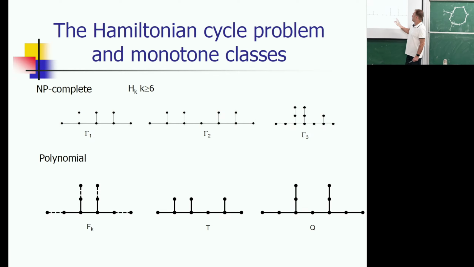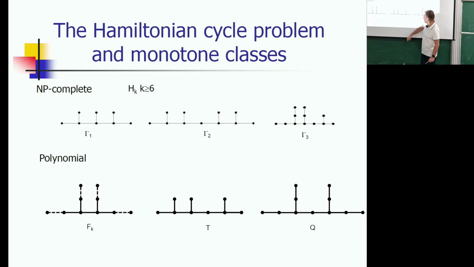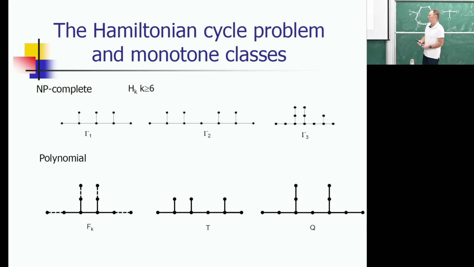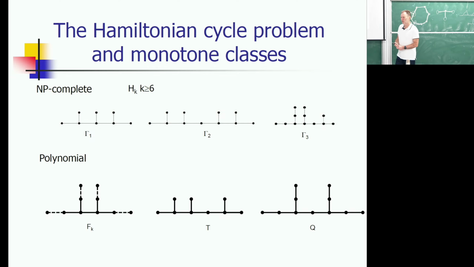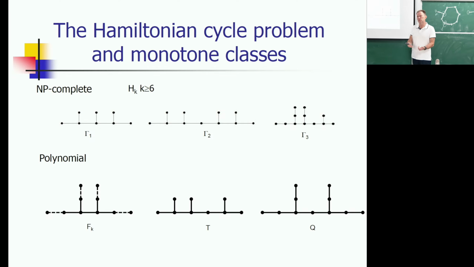Each of them contains an H2. This contains an H2, this contains an H2, but this also contains H3 if we delete this here, and actually H1. So by forbidding this graph, we obtain a class with polynomial time solvable Hamiltonian cycle problem. We prove that the problem is polynomial time solvable for H1, H2, and H3 subgraph free graphs. Let me sketch the proof of this result.